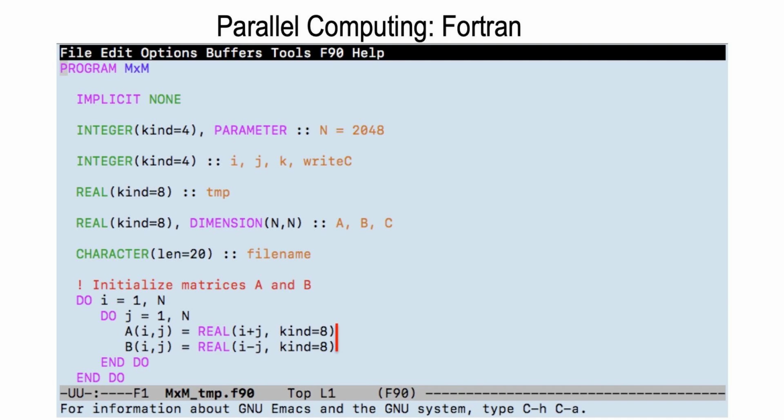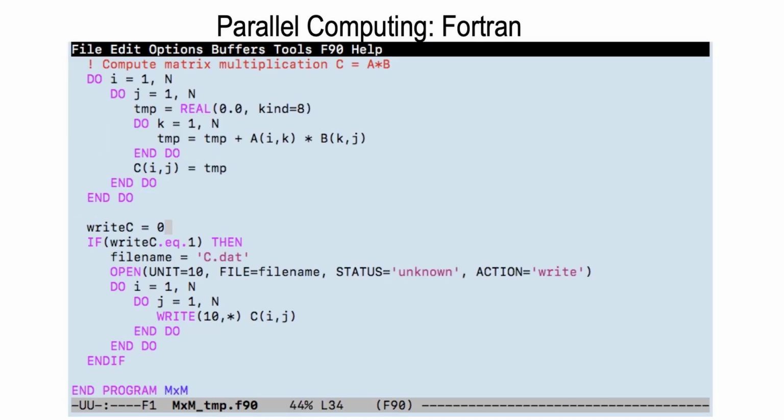To convert the integer values of I plus j and I minus j, I utilize the intrinsic function real. Moving further down the Fortran program, we encounter the do loop responsible for matrix multiplication. You can explore the details of matrix multiplication on Wikipedia.